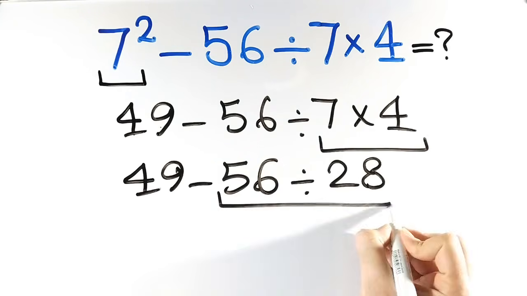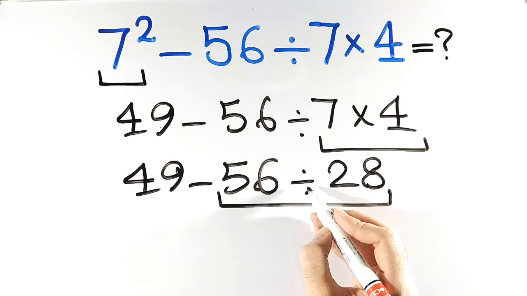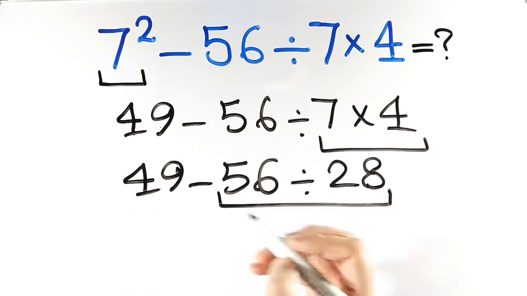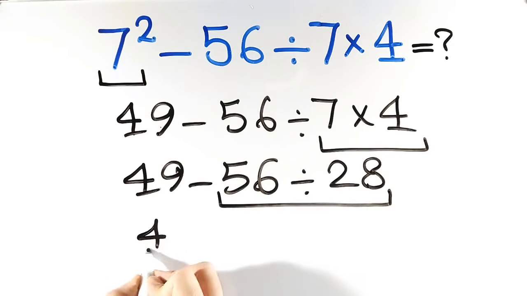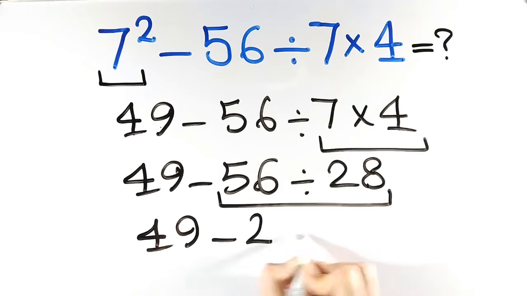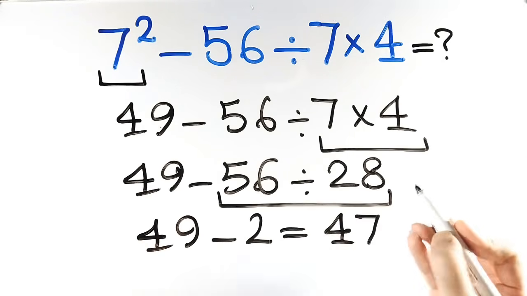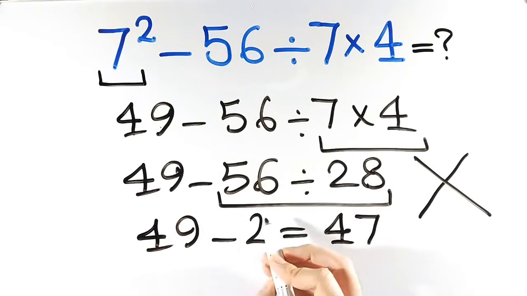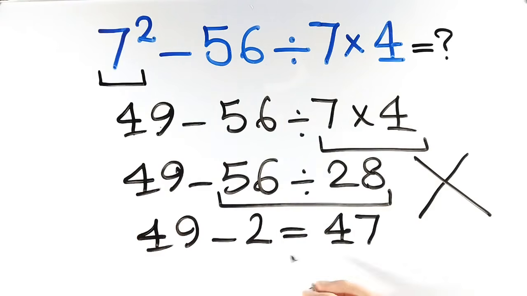Then, they go for the division between 56 and 28, because they think division has a higher priority than subtraction. So, instead of this expression, they write 49 minus 2, which finally gives them the answer 47. But that's definitely wrong. Alright, now let me show you how to solve this expression properly.